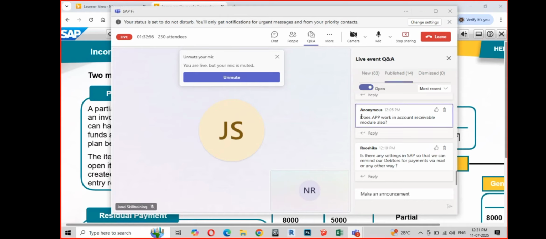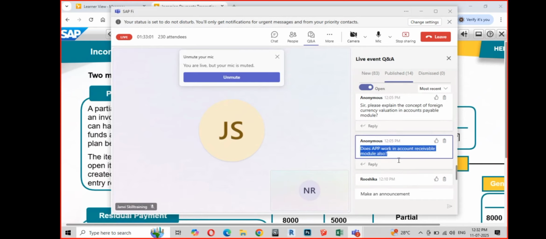Yes, APP also works for your AR module also. I will tell you why. I will just pick these questions.